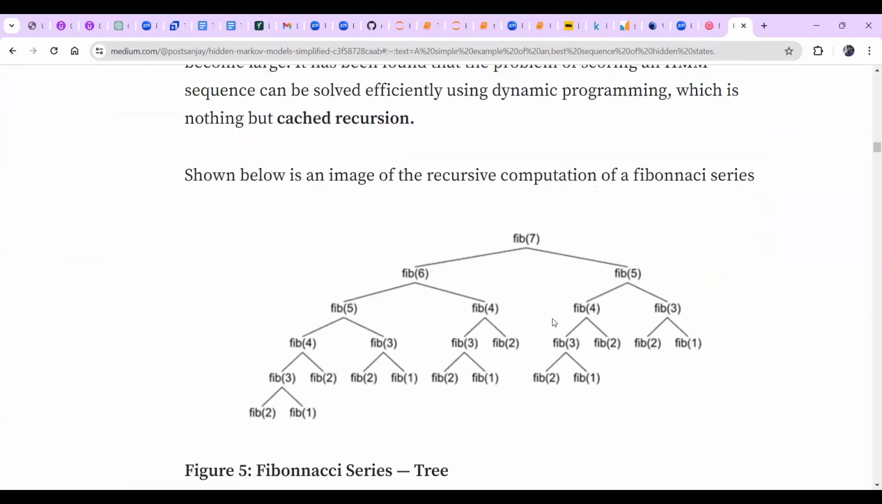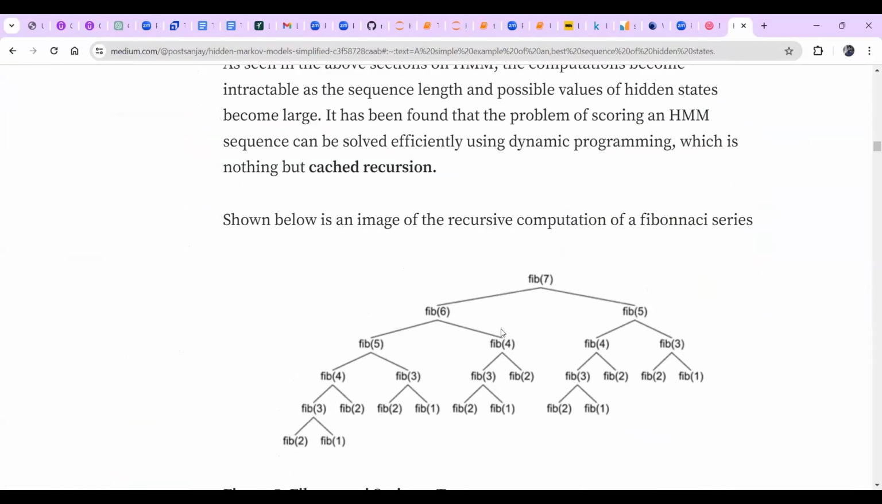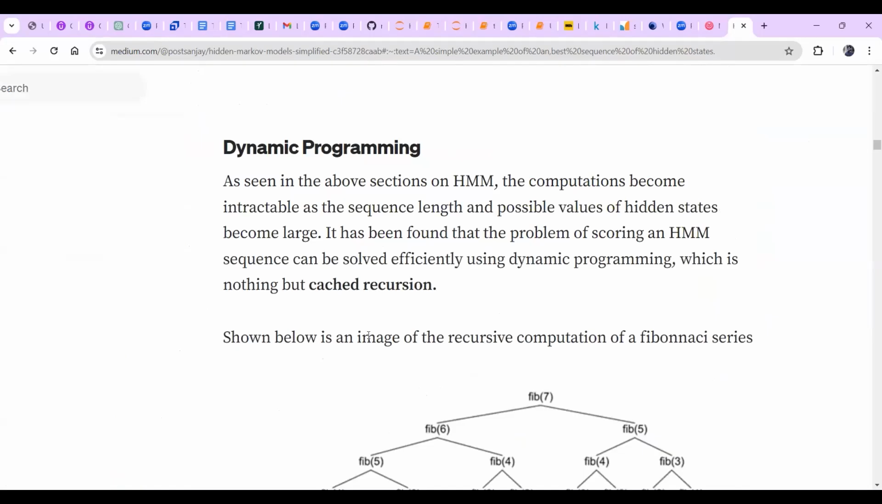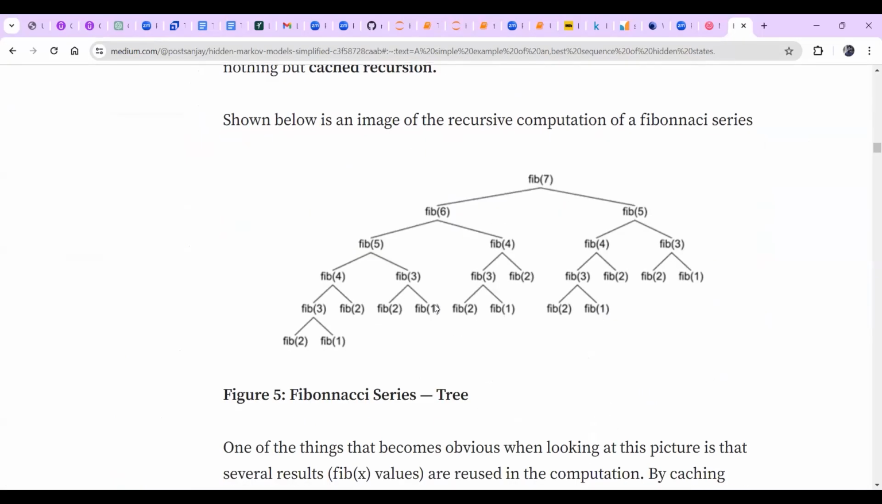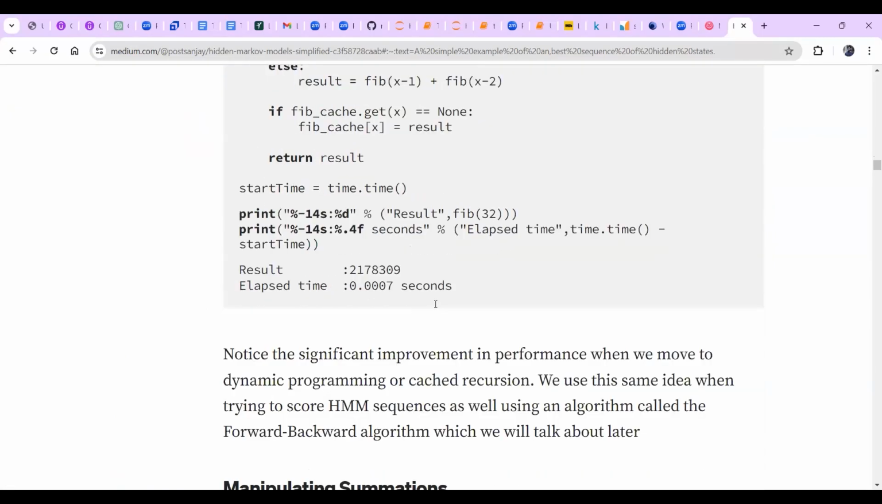This is your dynamic programming. This is, again, as I said, a complex problem. It's based on recursion, because dynamic programming is highly complex. It uses the concept of recursion. We won't go into dynamic programming for now.